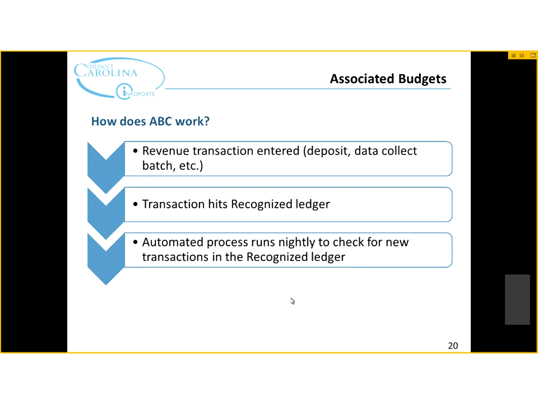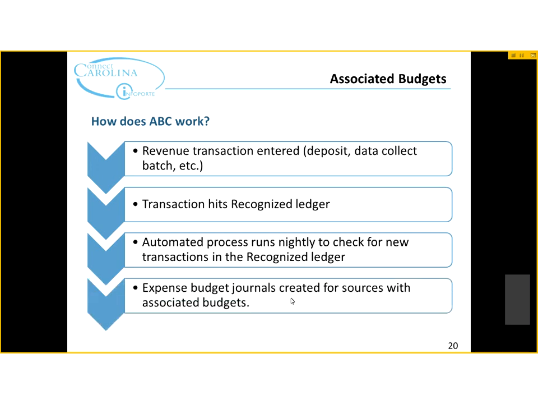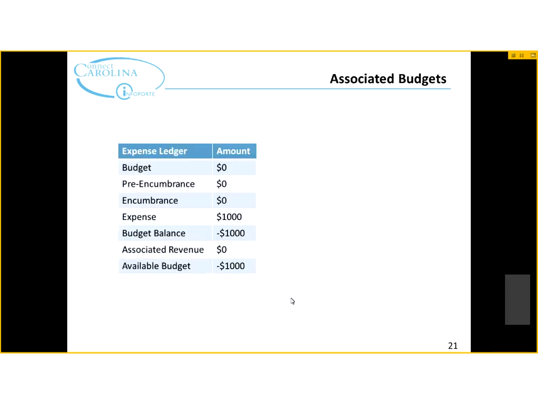So then we have this nightly process. It's an automated process that looks at the recognized ledger for new revenue that has come in. If it finds new revenue on a source that is associated, it will create an expense budget journal. It's looking every single night, but it doesn't run on the weekends, only on weekdays. So if revenue comes in Saturday and Sunday, it would be picked up in the process on Monday night.